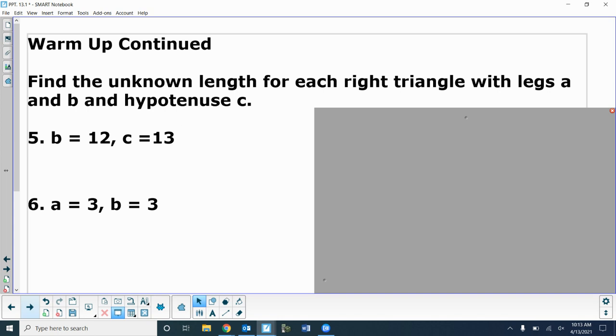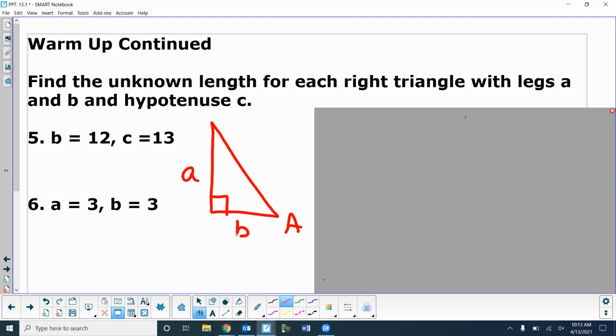Remember, when you have a right triangle, and again, this is something you should know, one side's A, so that's angle A. One side's B, we call those the legs, that's angle B. And one side is C, we call that the hypotenuse. So the right angle is always at angle C.